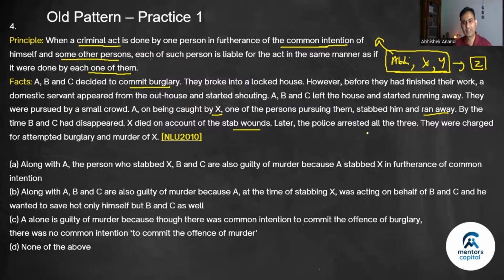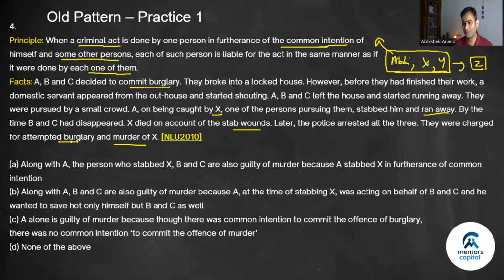Later, the police arrested all three. They were charged with attempting burglary and murder of X. So obviously the question would be, can all three of them be charged for both the offenses? So let's see. You only apply the principle given to us, which is common intent. Do not apply the principle of, let's say, mens rea or murder or homicide. The only principle given to us here is common intention.